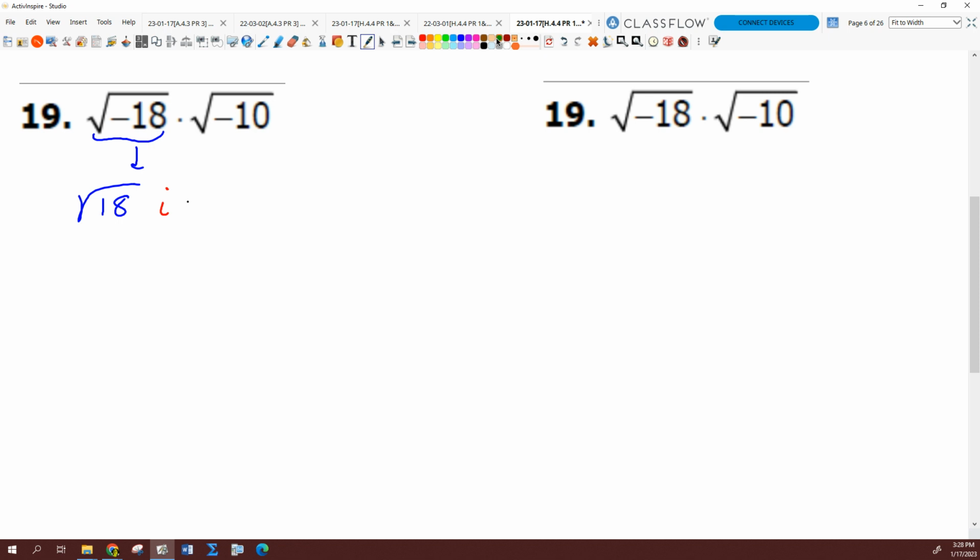How about this one? Okay. So then I want to commute those, right? I want to multiply the square roots times i squared. Okay, so that's going to give me square root of 18 times square root of 10 times i squared. Well, I got to simplify the square root of 18 times the square root of 10. So what could I do there?